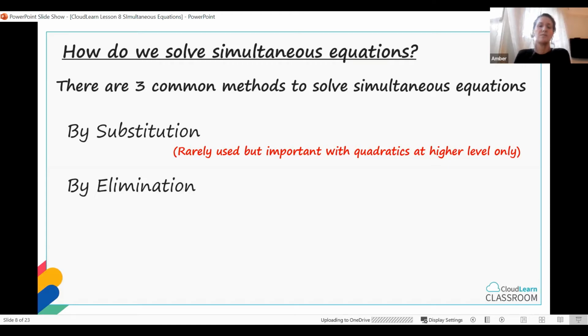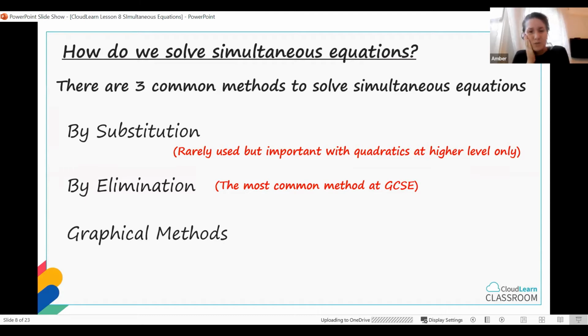So the one that we will learn today is by elimination. This is the most common method at GCSE. You'll almost definitely have to use this in your GCSE exam, so this is the one I want to concentrate on today. And then the other one, which we'll come to when we do graphs, is graphical methods. And again, that will come up in your GCSE.